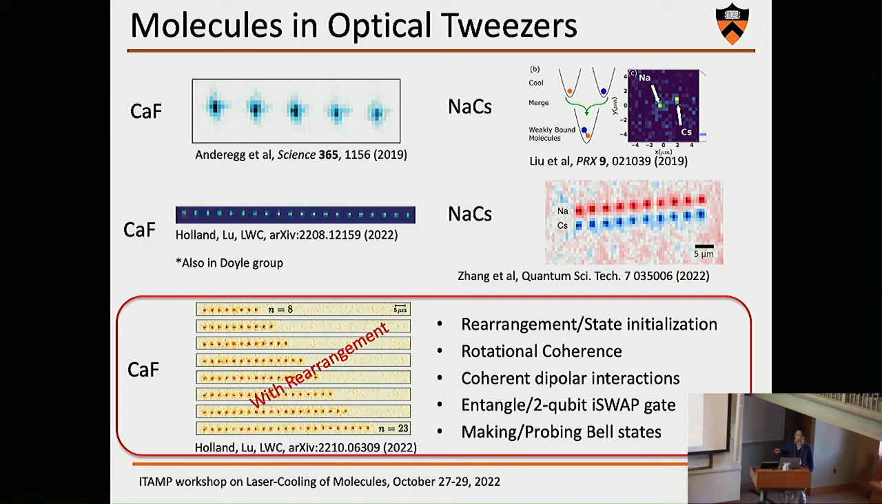So the natural next step is that we want to completely determine where the molecules are inside these tweezer arrays. We can do this by rearrangement. And then the next step to look at interesting physics is to make molecules that are spatially separated interact from different tweezer traps.